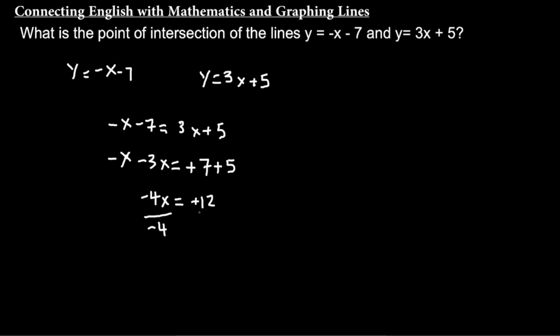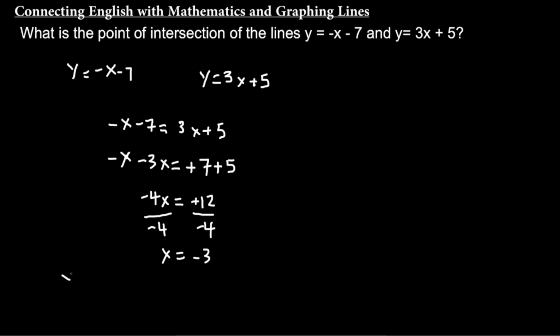Whatever we do to one side, we must do to the other side. From here, we have x equals +12 divided by -4 gives us -3. So we're halfway there. We need to find the point of intersection, so we also need a y coordinate. We will plug in -3. Either equation will be acceptable. We'll use this one on the left.